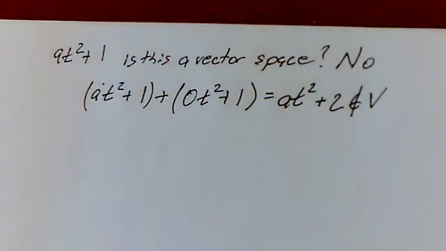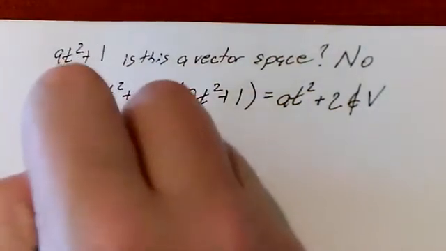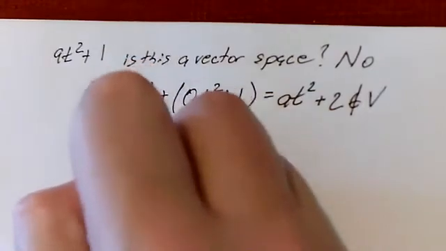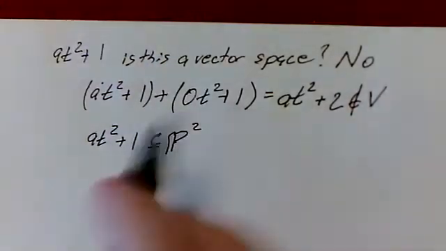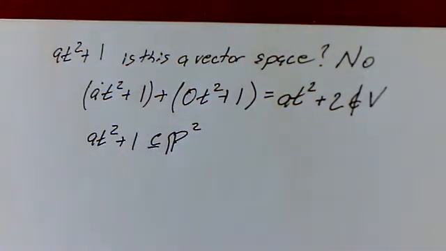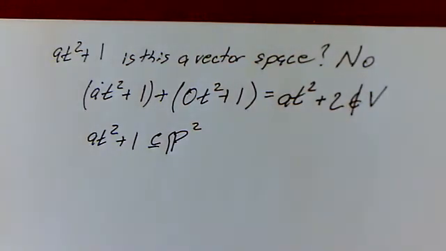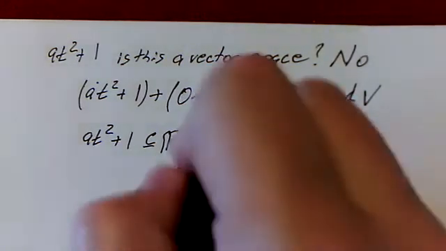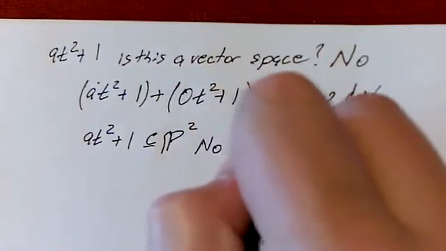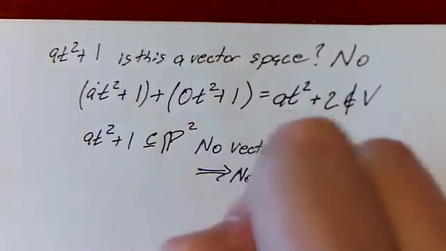All right, so we want to talk about being a subspace. At squared is clearly inside of P2. At squared plus 1 is clearly inside of P2. This is the symbol for is a subset. This is a subset of all the polynomials of degree 2. But plus 1 makes it not a subspace. It's not a vector space, so we surely don't want it to be a subspace. So by extension, it's not a subspace.